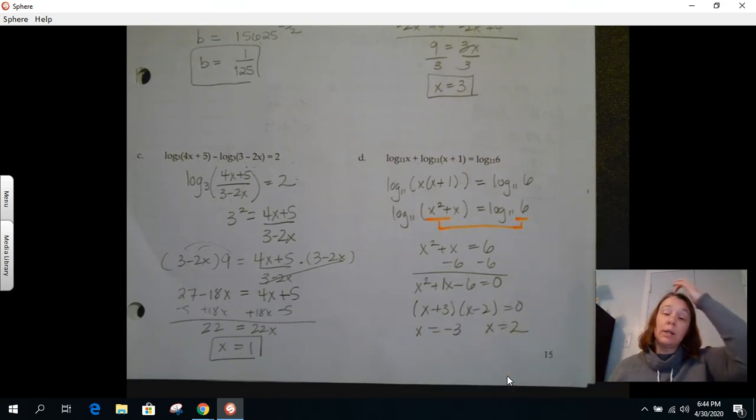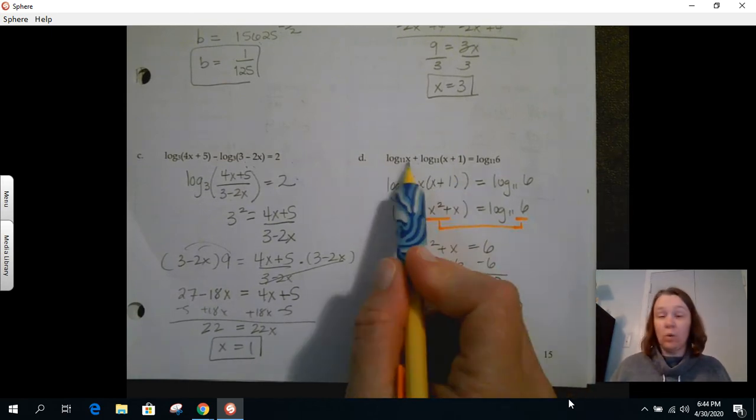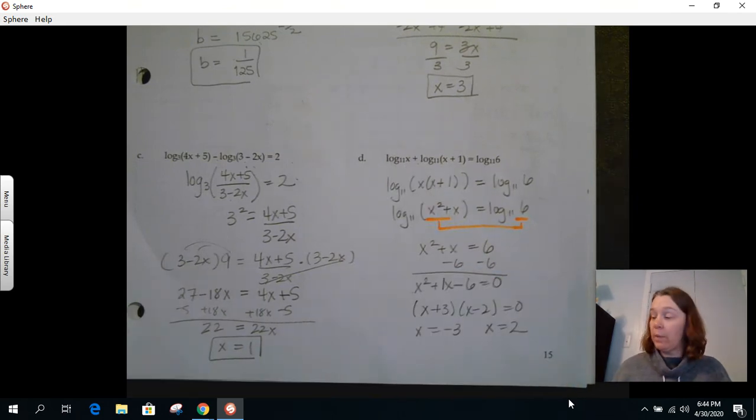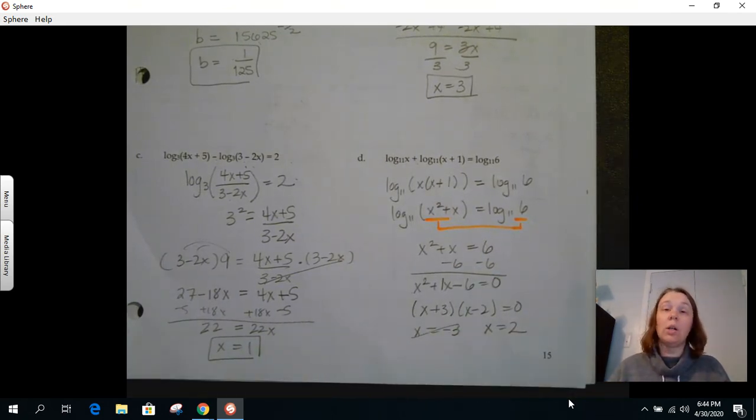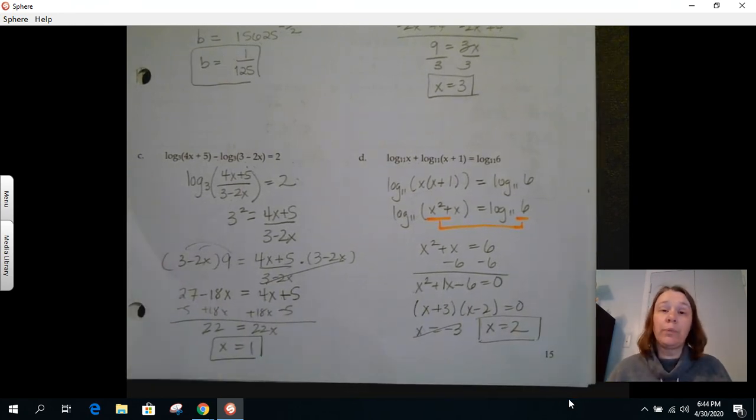Now this one is a little bit unique because I got a negative answer. Remember, you cannot take the log of a negative number. And if I put negative 3 in here or here, I would be taking the log of a negative number. So just like when we had rational equations, sometimes we'd have extraneous solutions, numbers that would make the denominator 0. That's happening here too. So our only solution in this case is x equals 2.